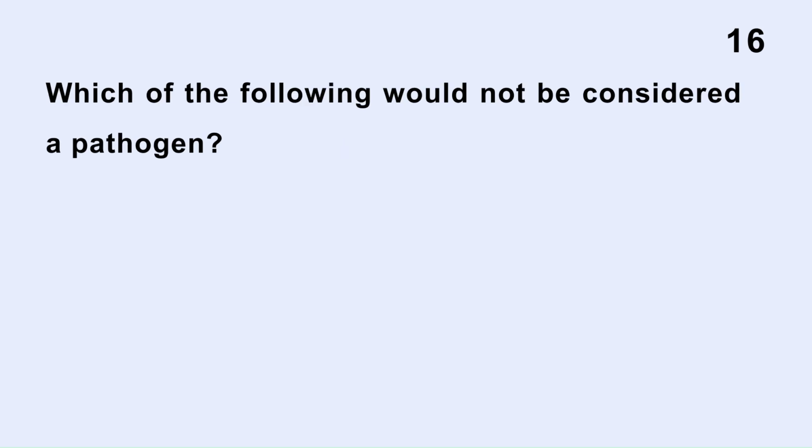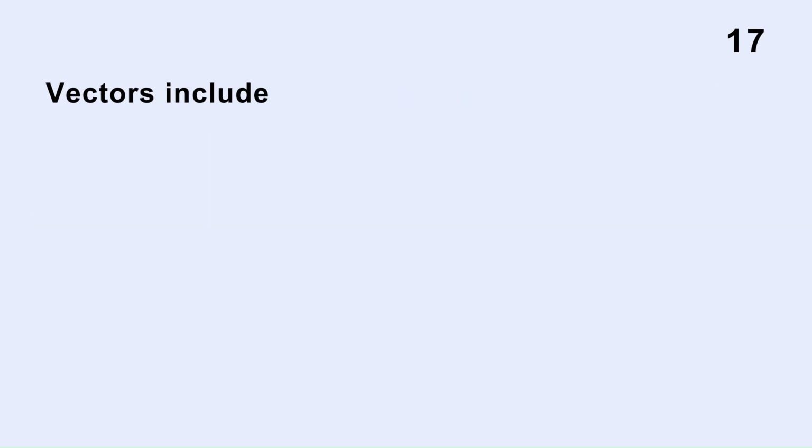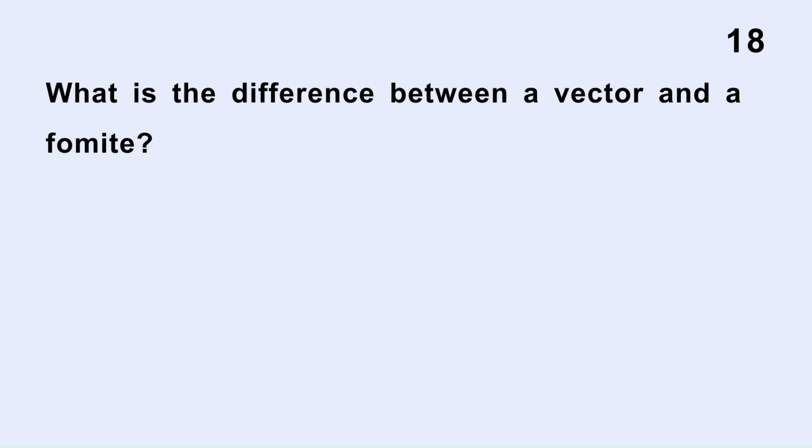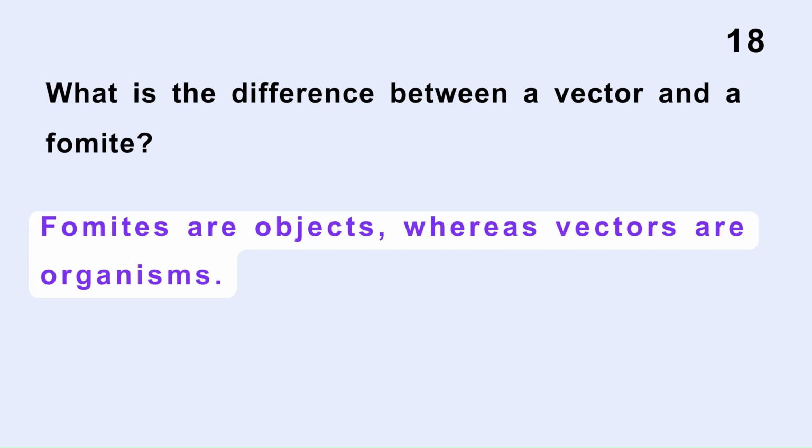Number 16. Which of the following would not be considered a pathogen? Vectors. Number 17. Vectors include insects. Number 18. What is the difference between a vector and a fomite? Fomites are objects, whereas vectors are organisms.